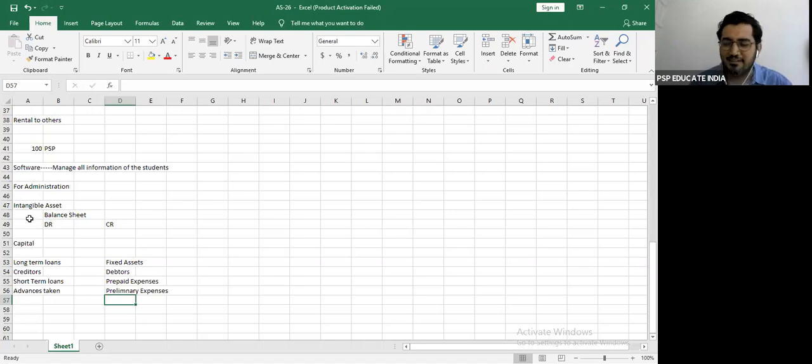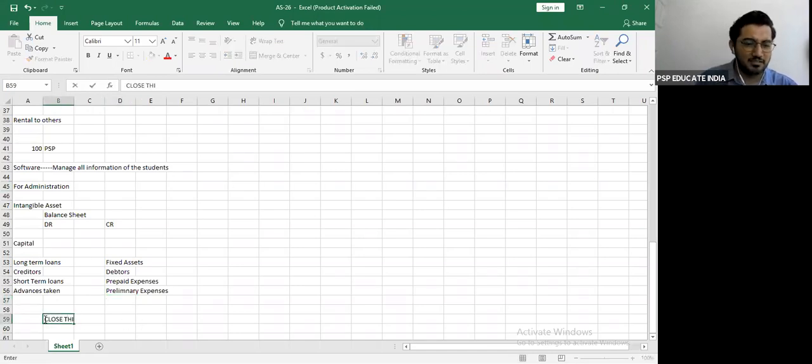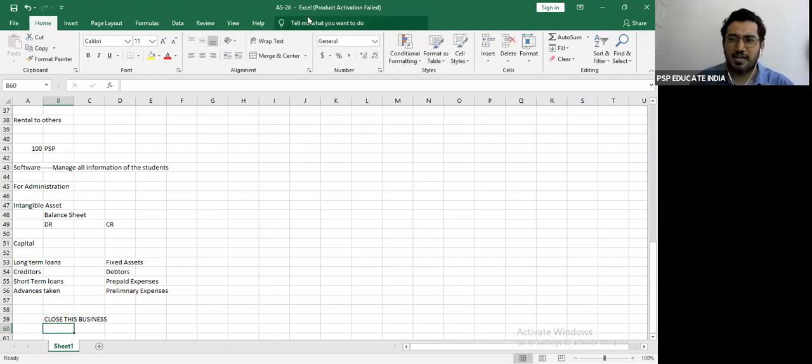Okay, take a good look at this entire balance sheet that I have prepared, and everyone on the chat box, please understand my question. My question on the chat box is very simple. I have decided to close this business. I want to close this business and I want your help. If I decide that from today I will close the business, will I be able to sell the fixed assets? Yes or no?